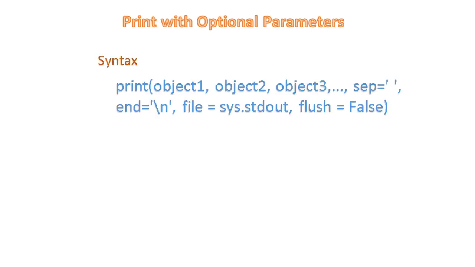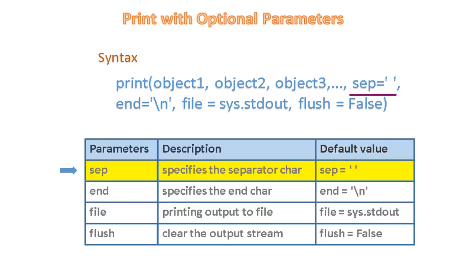Let's explore the print function with optional parameters. This is the syntax of the print function with all the optional parameters. There are objects separated by comma. The parameter sep specifies the separator between each value. It is optional. If we don't provide any value, then by default sep is equal to a single space.